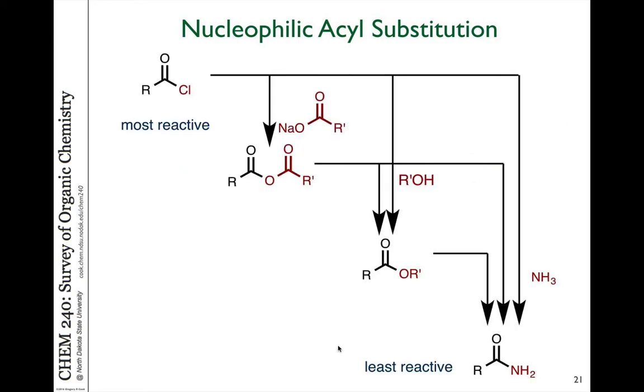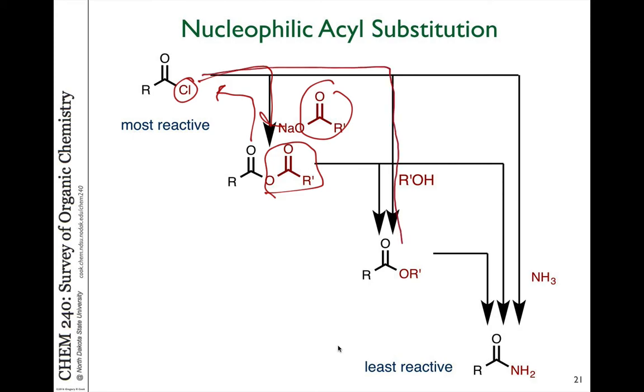Because of those reactivity differences, we can easily convert more reactive acid derivatives into less reactive acid derivatives with the right nucleophile. So a chloride could be substituted with a carboxylate in order to convert a chloride into an anhydride. But you can't do it the other way around. It's very difficult to go from a less reactive to a more reactive acid derivative. You could take the same acid chloride and make an ester from it by reacting with an appropriate alcohol. You could also do that from an anhydride.